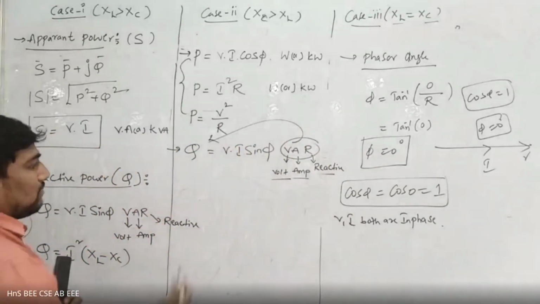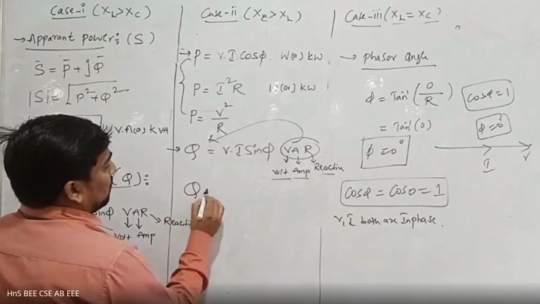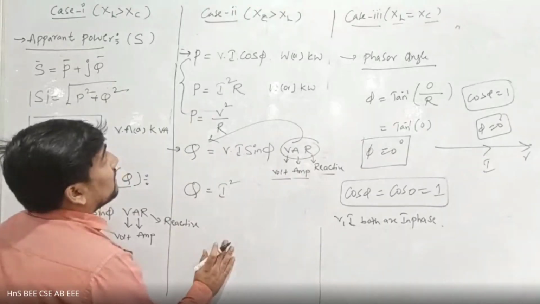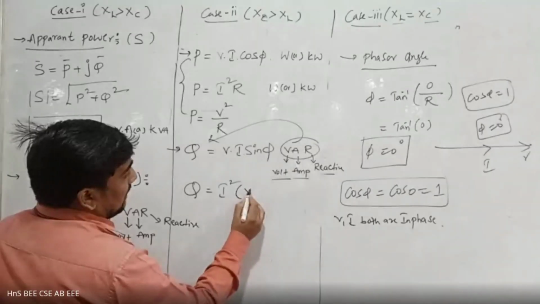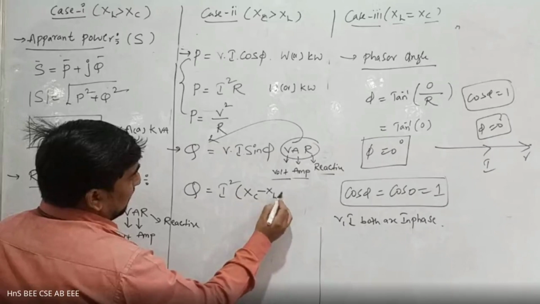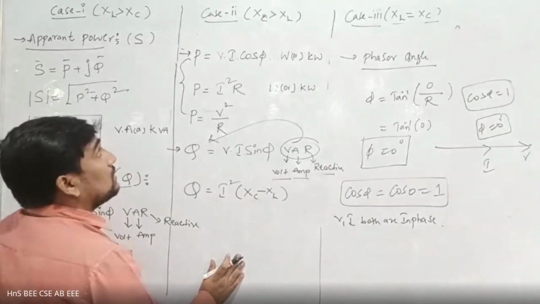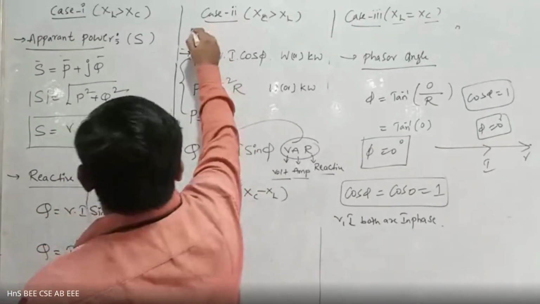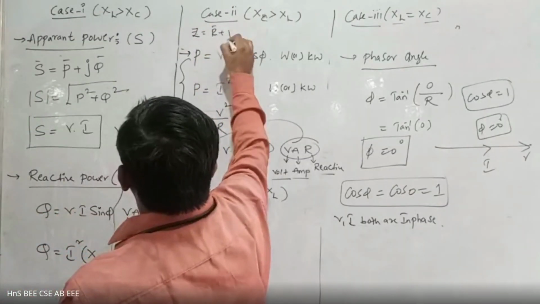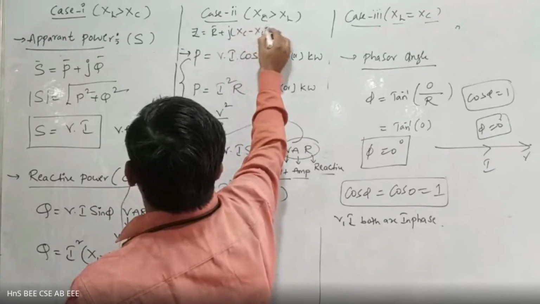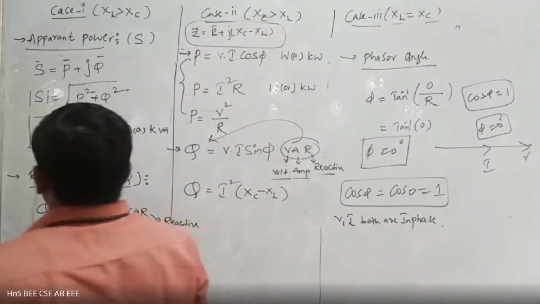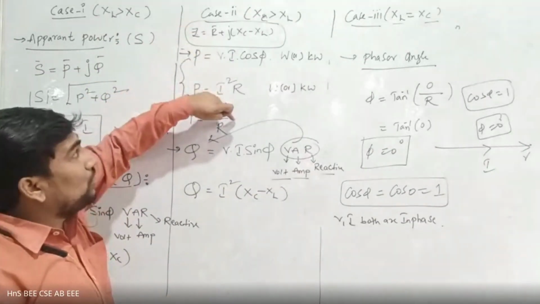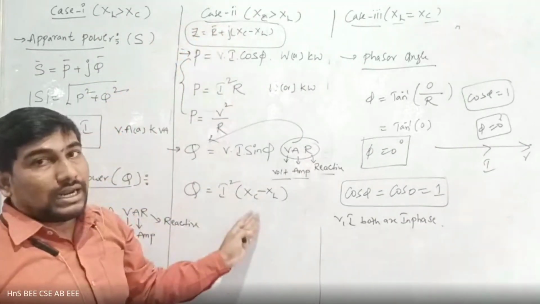And next we have another formula on Q, that is Q equal to I square into imaginary part. What is the imaginary part in our case number 2? Simply I am writing XC minus XL is the imaginary part of case number 2. From Z equal to R plus J into XC minus XL, this is the total impedance of the RLC circuit in case number 2. From this impedance, we take the real part in active power. The imaginary part comes to reactive power.